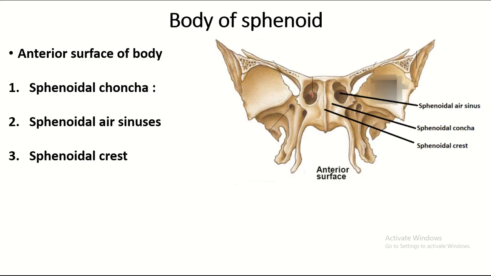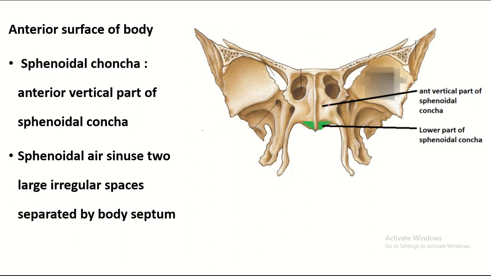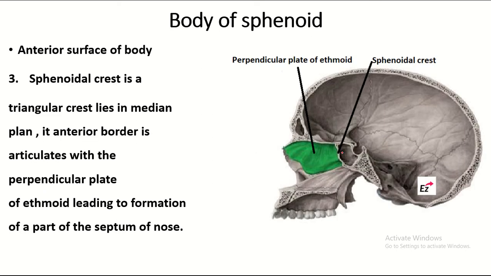On the anterior surface of the body of the sphenoid, three structures are present: sphenoidal crest, sphenoidal concha, and sphenoidal air sinus. The anterior vertical part of the sphenoidal concha is present here. The ethmoidal crest articulates with the perpendicular plate of the ethmoid and forms part of the septum of the nose.